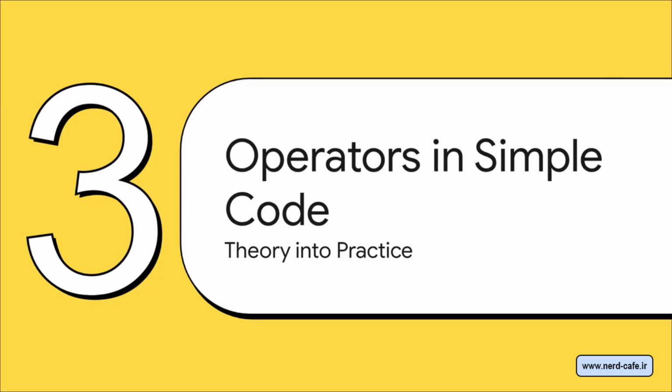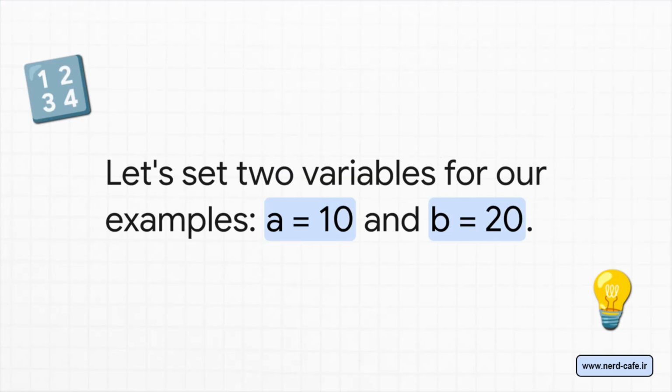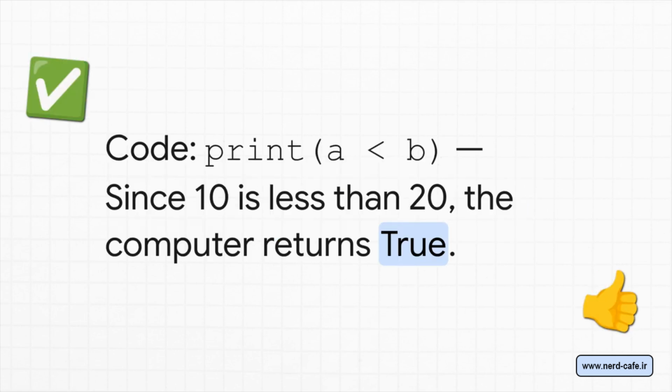Okay, enough theory. Let's actually put these operators to work and see what happens in some simple code. We're going to keep this super simple. Let's just pretend we have 2 variables. We'll call them A and B, and we'll set A to 10 and B to 20. Okay, so if we ask the computer, hey, is A less than B, which in code looks like this, we're really asking, is 10 less than 20? And of course, it is. So the computer just gives us the only answer it can, true.